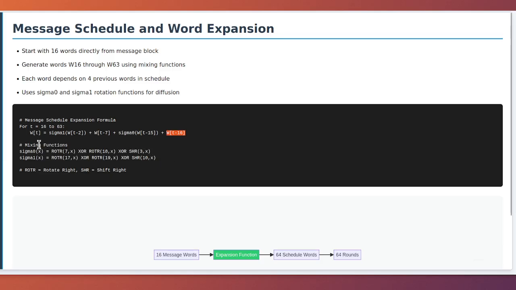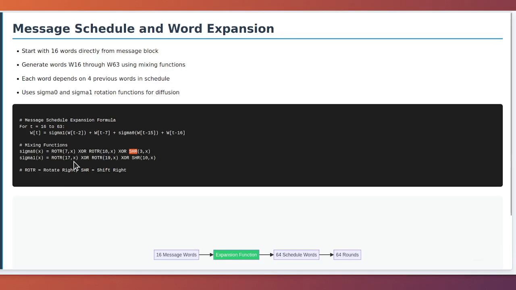All arithmetic is performed modulo 2 to the 32, meaning we work with 32-bit unsigned integers and any overflow wraps around. Now what are these sigma functions? They are mixing functions designed to create complex relationships between bits. Sigma 0 of x equals ROTR 7 of x XOR ROTR 18 of x XOR SHR 3 of x. ROTR stands for rotate right, which shifts bits right with wraparound. SHR is shift right, which shifts bits right with zeros filling in from the left. XOR is exclusive or, a bitwise operation.